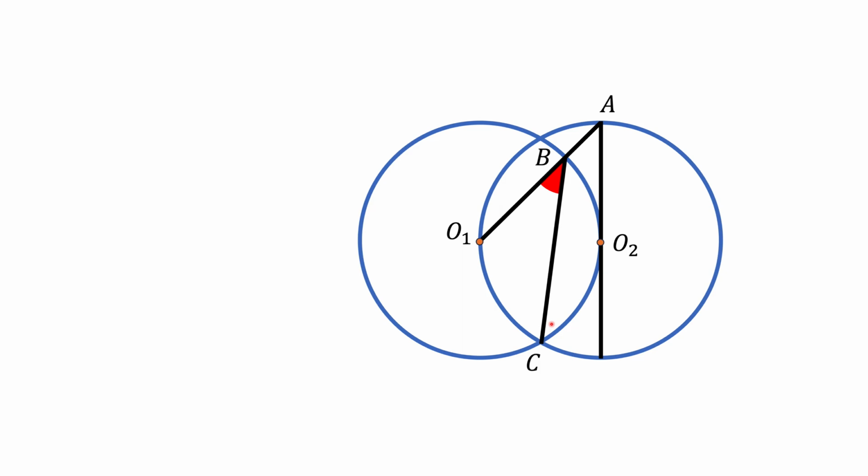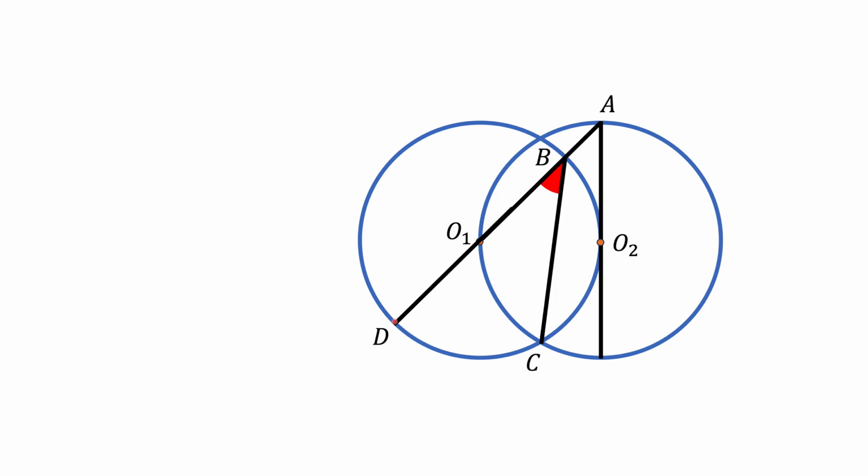The first thing I noticed when I was solving this problem is that we have several inscribed angles. Notice this angle A is inscribed into the right circle, but angle B is inscribed into the left circle. It becomes more clear if we extend the segment O1B until it intersects the left circle at point D.